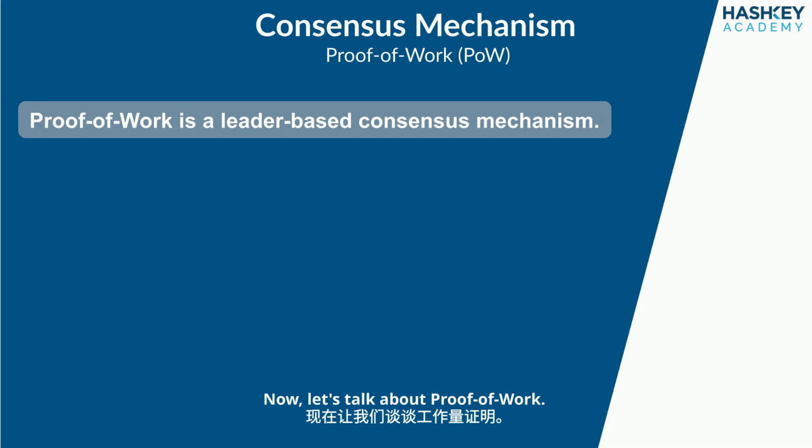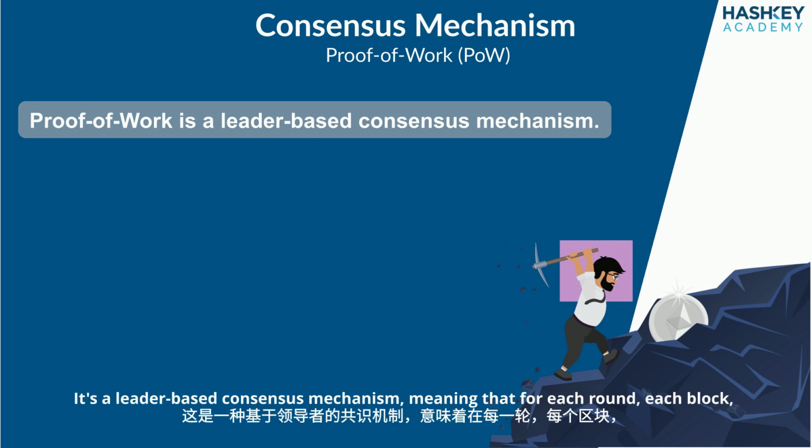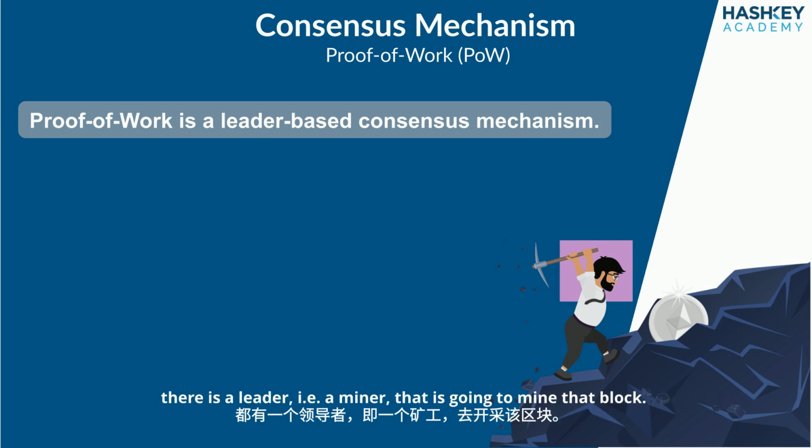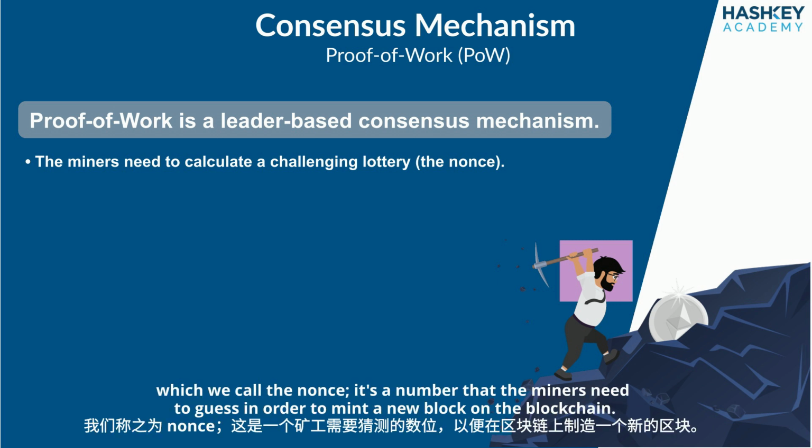Now, let's talk about proof of work. Proof of work is a consensus mechanism used by Bitcoin and many other first generation blockchains. It's a leader based consensus mechanism, meaning that for each round, for each block, there is a leader, a miner, that is going to mine that block. To do this, the miners need to solve a challenging lottery. The nonce is a number that the miners need to guess in order to mint a new block on the blockchain.